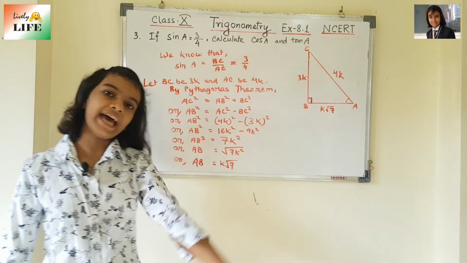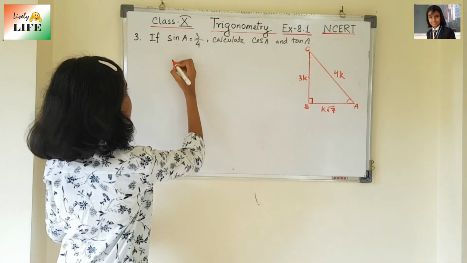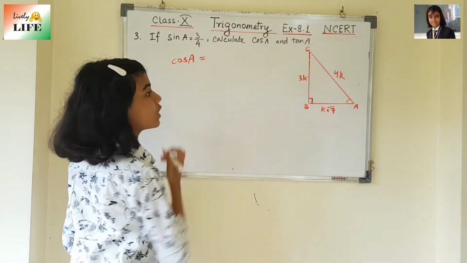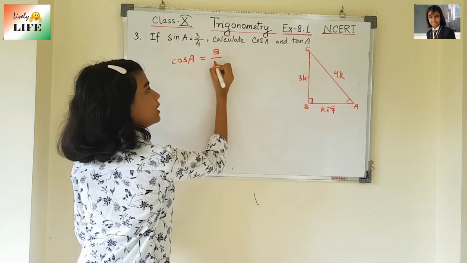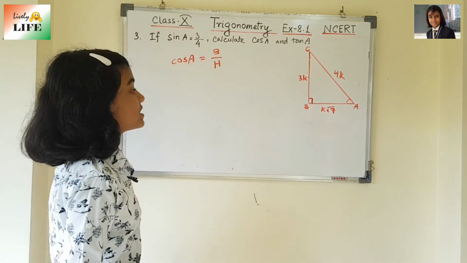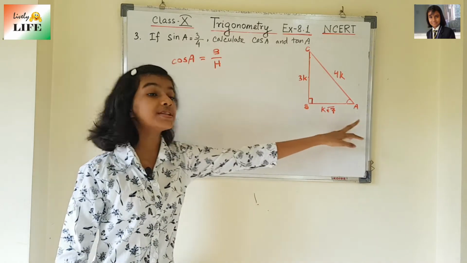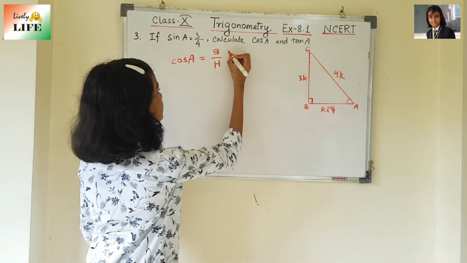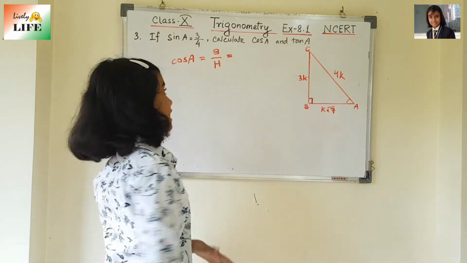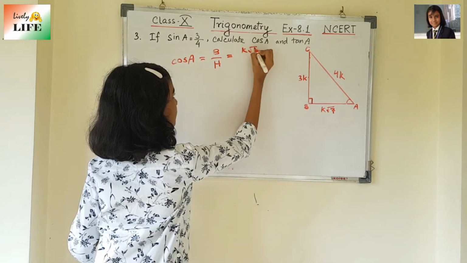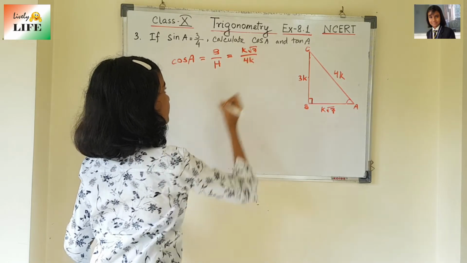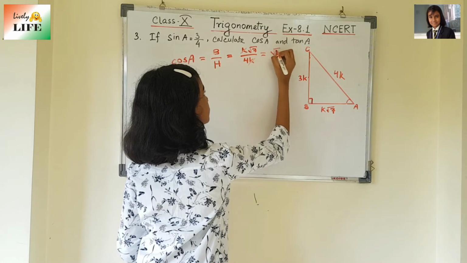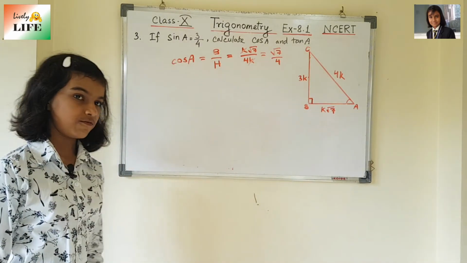Now let's find out cos A and tan A. So first is what? Cos A. Cos is base by hypotenuse. So B by H, right? What is base over here? K root 7 is base over here with respect to angle A. K root 7 is base. And what is the hypotenuse? Hypotenuse is 4K. So it will be k root 7 by 4k. Over here, k will be cut. What remains? Root 7 by 4 is cos A.